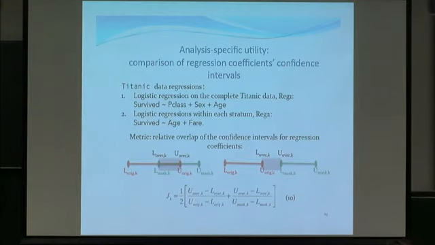I used a couple of analysis-specific measures of data utility. I compared confidence intervals for the regression coefficients for some regressions. One regression was survival status regressed on class, sex, and age, fit to the complete data, and another was a logistic regression of survived on age and fare, fit within each stratum. As a measure, I used the relative overlap of confidence intervals given by expression 10. It will be equal to 1 if the original and masked intervals coincide, 0 if they don't overlap, and a negative value if they are at some distance. This value would be increasing.